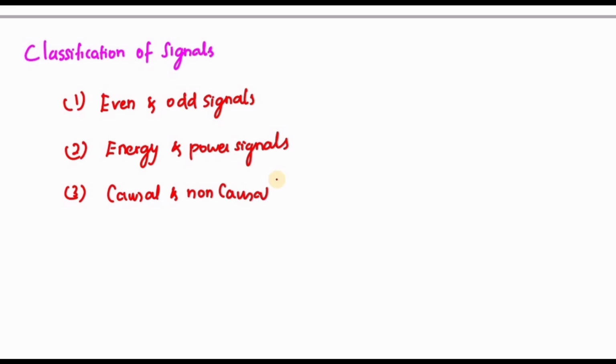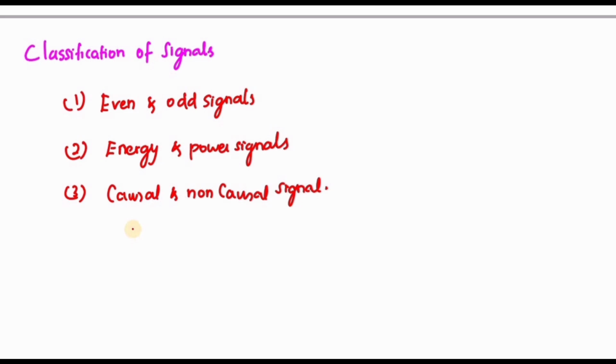There are also two-dimensional signals, examples like X-rays, that vary with respect to two independent variables. There are also multi-dimensional signals, which vary with respect to multiple variables. So let us discuss the classification of signals.